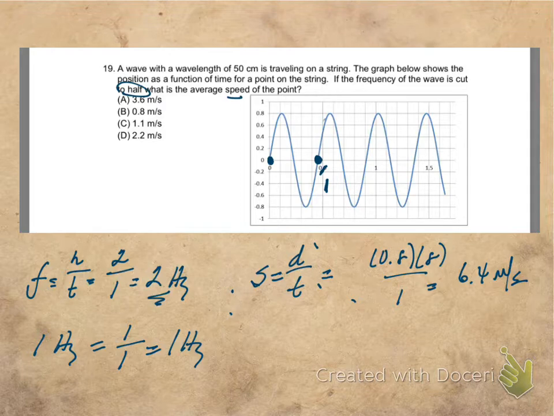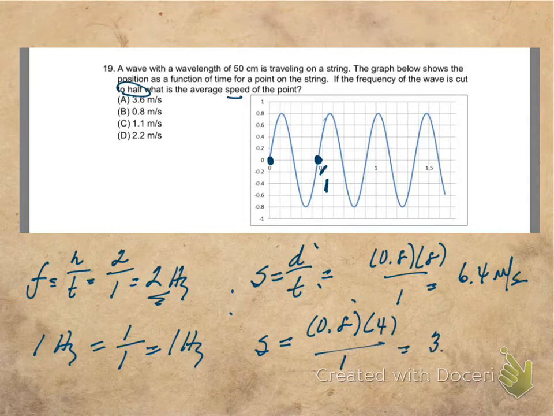So our new speed is going to be equal to the same amplitude, but instead of going 8 trips up and down, we're only going 4, which is going to be 3.2 meters per second, which is closest to 3.6 meters per second.